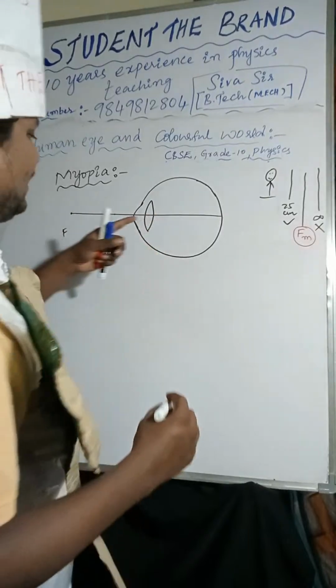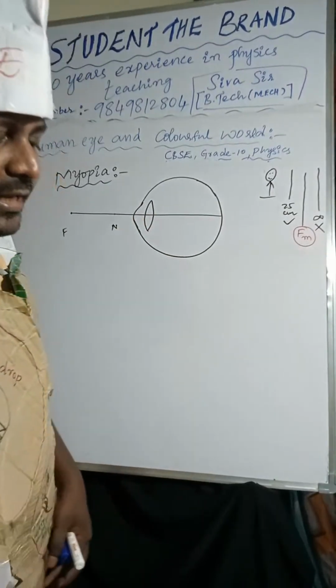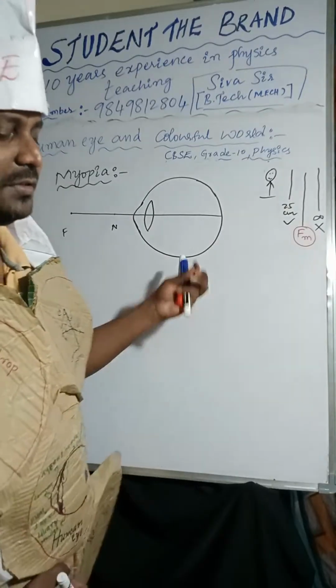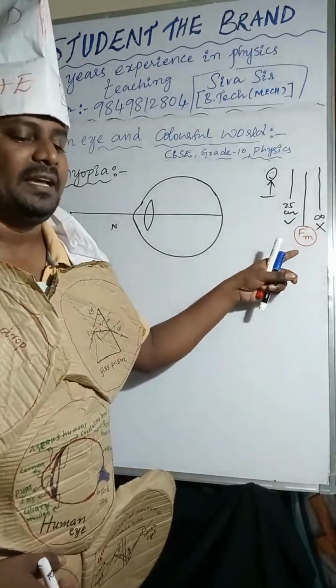So, as I said, the person can't see infinity. But this point he can see, right?